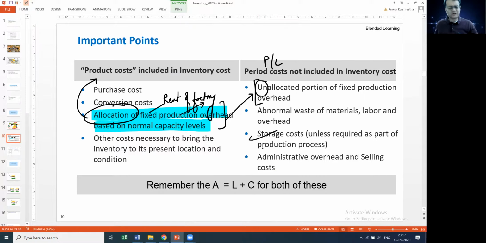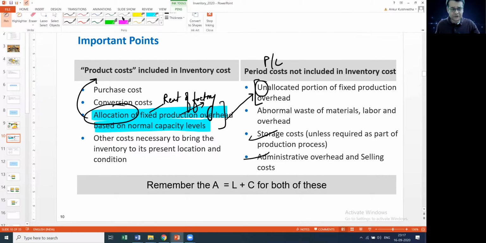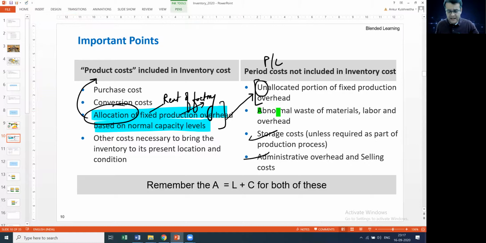Like we said, storage cost, admin cost, selling cost are never part of it. Another important point you got to keep in mind, that any abnormal waste, and this is true not only for inventory, for every valuation concept, that whatever is abnormal is never included in the cost. That's what disrupts the overall sustainable cost structure. That's broadly the point here.